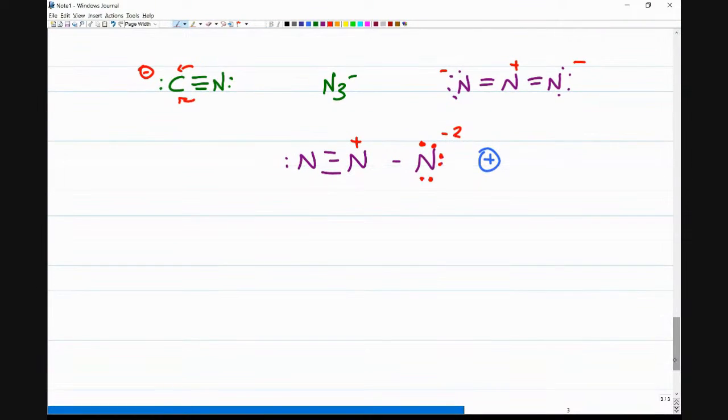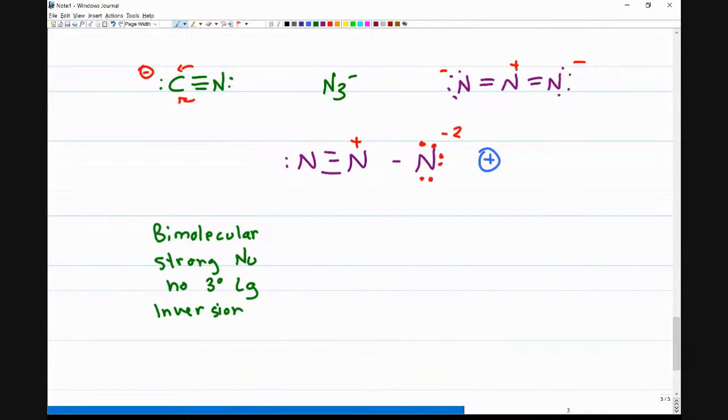All right, so the key things to recognize with an SN2 reaction, we already talked about the fact that it's bimolecular. We need to have a strong nucleophile. We cannot have a tertiary leaving group. We're going to have an inversion of chirality. Is there anything else that's important to know for an SN2 reaction? I think that covers it.